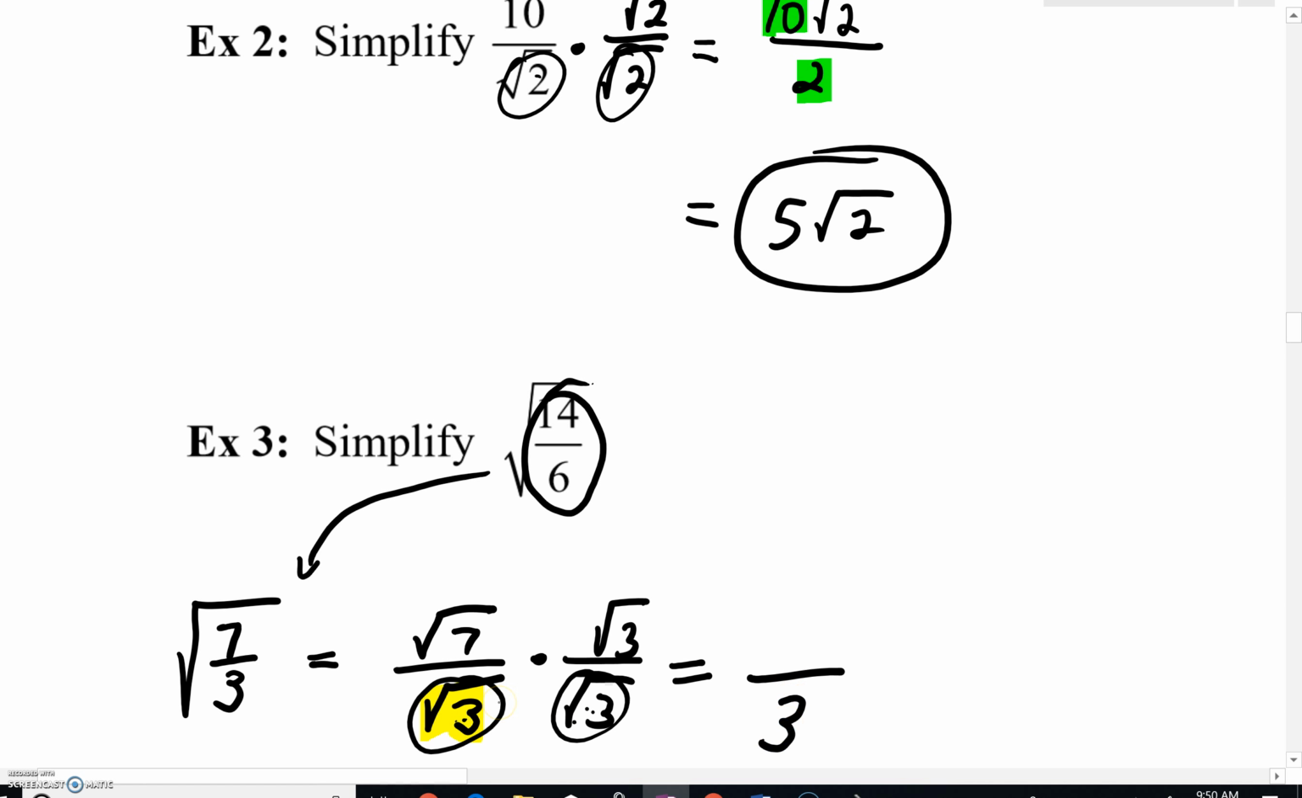Whenever you have two of the same radicals, they come out of the root. Radical 7 times radical 3, however, is the square root of 21. This is your final answer. You cannot reduce it any further.